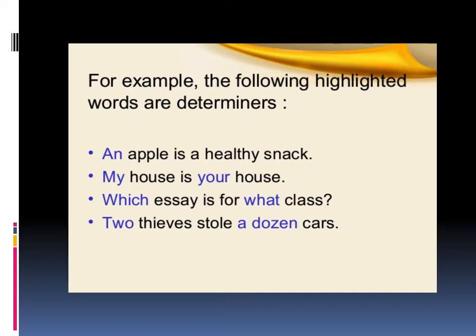Here are examples of determiners. An apple: an is a determiner, but it's also an article. The reason why an is a determiner is because it's in front of the noun apple. The same thing with my house, your house. My is a determiner because it's in front of the word house, and your is a determiner because it's in front of the word house also.